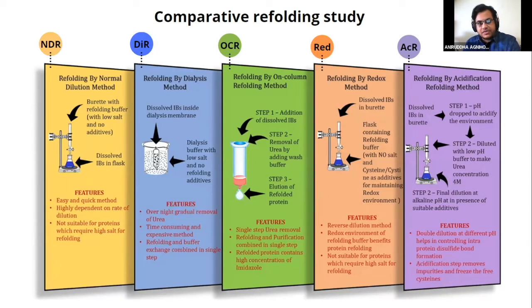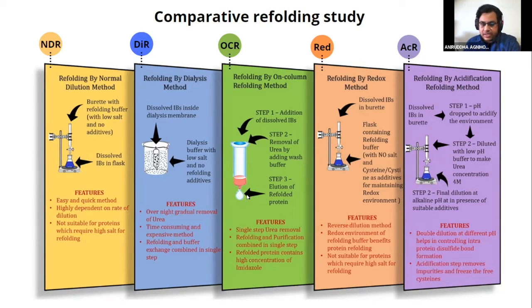So if you see, there are 5 different refolding methods that I'm showing you here, out of which the last one, which is ACR, was developed by me in the lab, which is refolding by acidification, whereas all these first 4 methods are already well-established methods that are commonly used by different protein biochemists to refold different proteins in vitro.